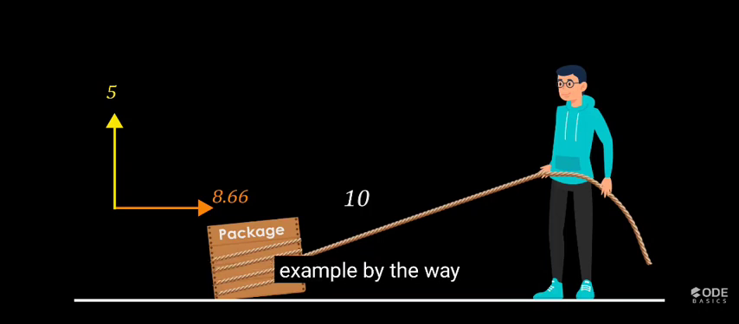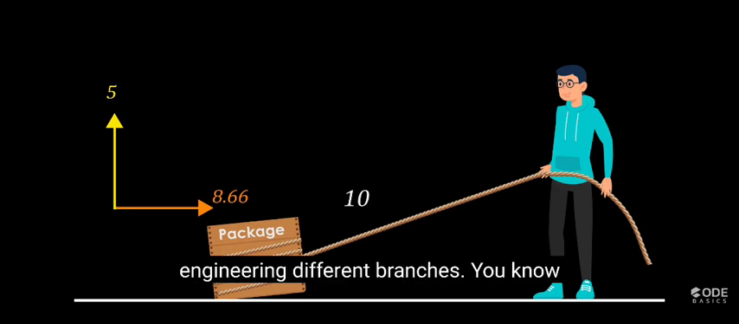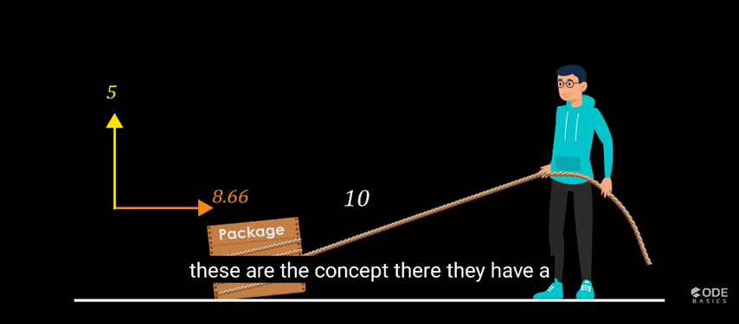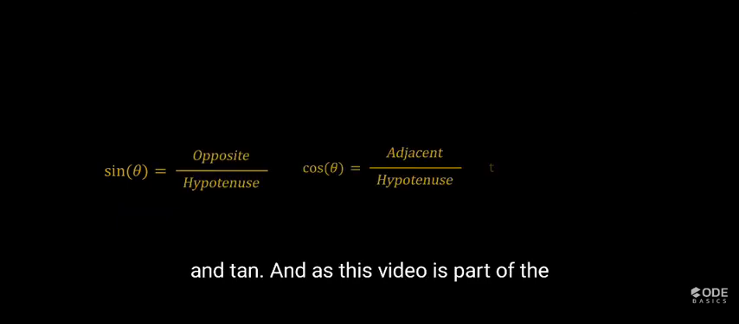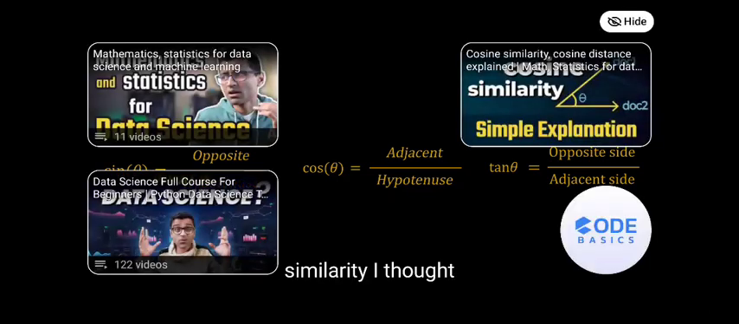This is a very primitive example, by the way, but sine, cosine and tangent are used heavily in mechanical engineering, civil engineering, different branches. These are concepts that have real life applications. So just to summarize, these are the equations of sine, cosine and tan. This video is part of a series I have called Math for Data Science. Why is this video part of that series? Well, in data science, you will learn about cosine similarity, which is used in natural language processing. So before you study cosine similarity, I thought I would give you a good understanding of sine, cosine and tan.